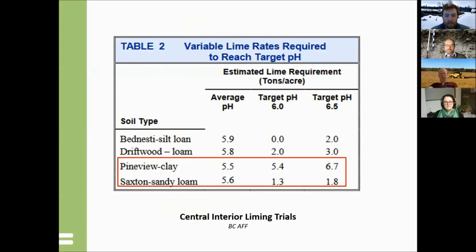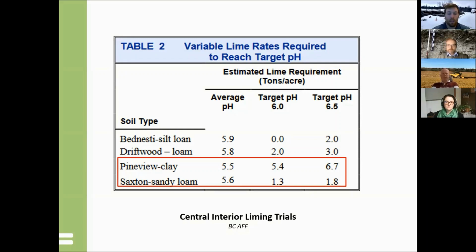And so this is an image from some central interior liming trials that took place in the 80s. The two I want you to look at are the Pine View and the Saxton. Notice these two have two different soil textures, the clay and the sandy loam. Like I said before, clays have a higher buffering capacity, so it's harder to change their pH. To go from a pH of 5 to their target pH of 6, which is in that middle column, it took 5.4 tons per acre to raise it just 0.5 of a point. But in the sandy loam, which has a lower buffering capacity, it started at 5.6, and for it to go up a similar amount, it only took 1.3 tons per acre.